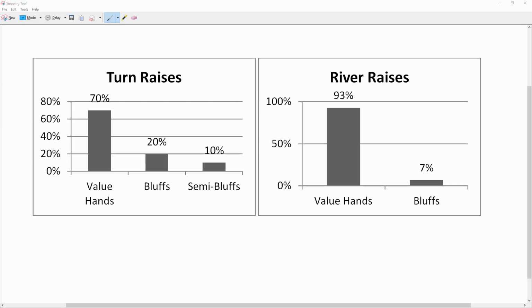So that's what turn and river raises mean at the microstakes, at least with the player pool that I play with on Ignition and Bovada from 2015 to 2017.